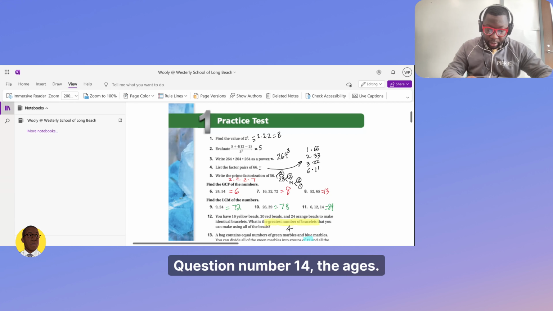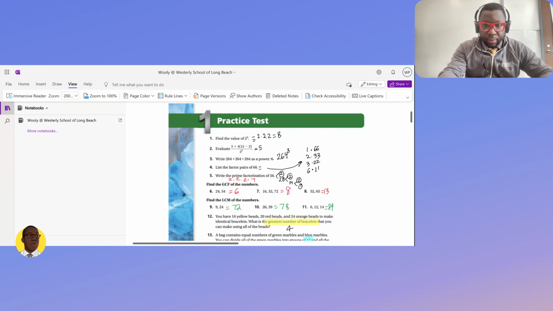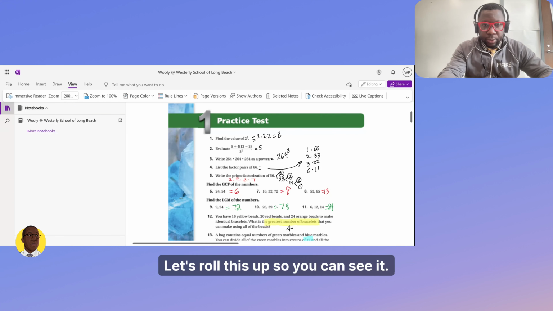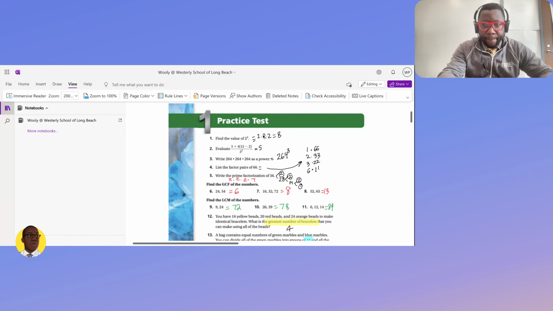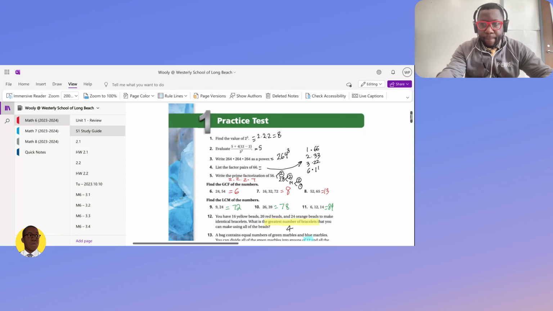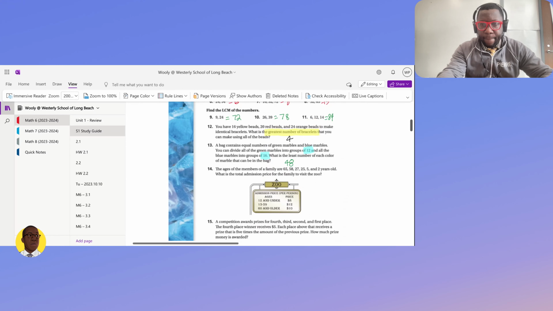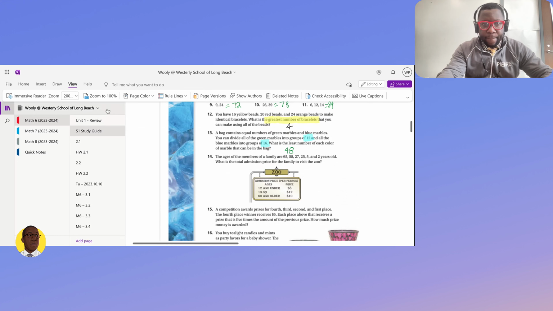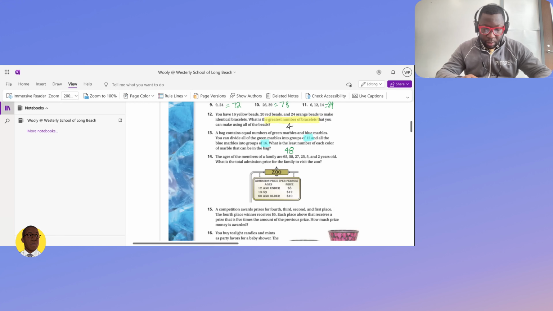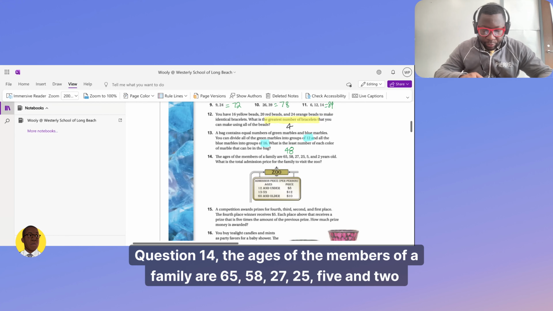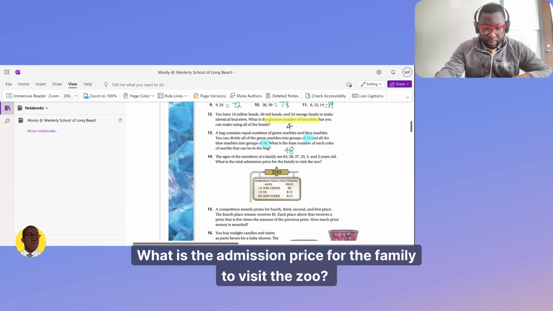Question number 14. Let's scroll this up so you can see it. The ages of the members of a family are 65, 58, 27, 25, 5, and 2 years old. What is the admission price for the family to visit the zoo?